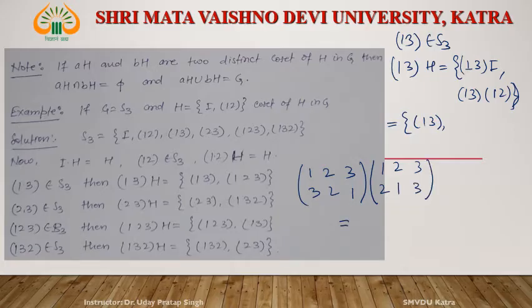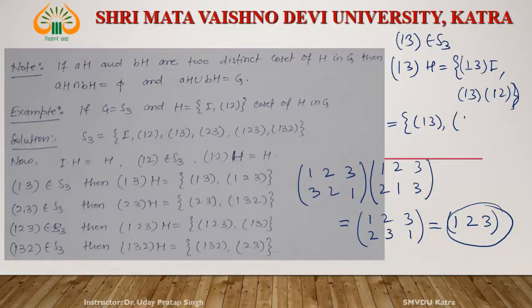Now compose these two permutations. The image of 1 is 2 and then 2 goes to 2. The image of 2 is 1 and then 1 goes to 3. And 3 goes to 3 and then to 1. Form the cycle of this permutation: 1, the image of 1 is 2, the image of 2 is 3, and 3 goes to 1. This is (1 2 3). Then the second element is (1 2 3). See here, (1 3)H is equal to {(1 3), (1 2 3)}.